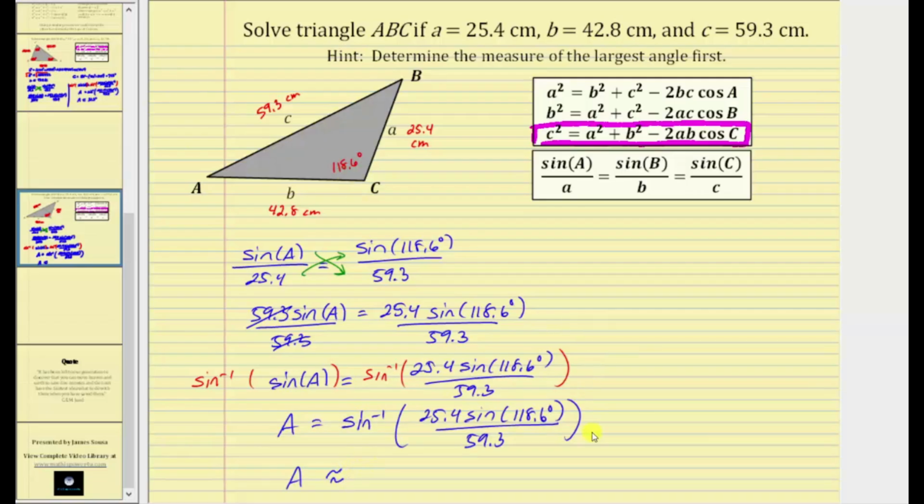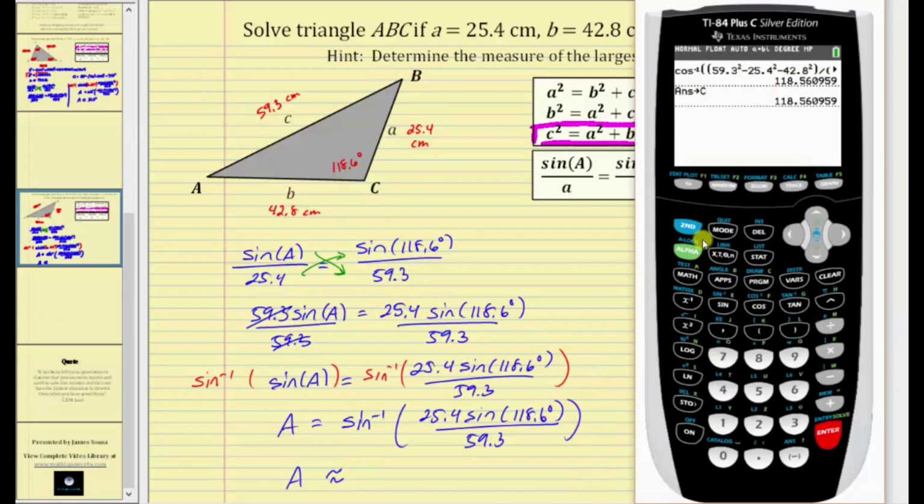And now going back to the calculator, we enter second sine for inverse sine, and then we need the numerator in parentheses. So we have open parenthesis, 25.4 times the sine. Now we don't want to use 118.6. We could use this value here to 4 decimal places, but because we have the exact value in C, we will press alpha program for C, close parenthesis for the sine function, close parenthesis for the numerator, and then this is divided by 59.3, close parenthesis, and enter. Angle A is approximately 22.1 degrees.